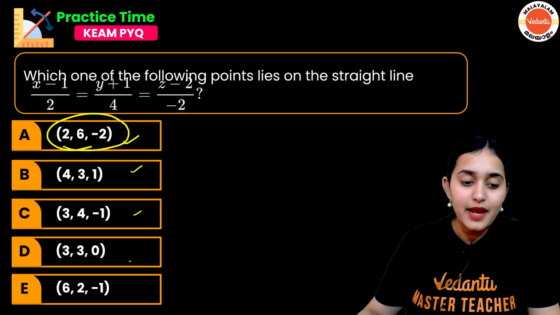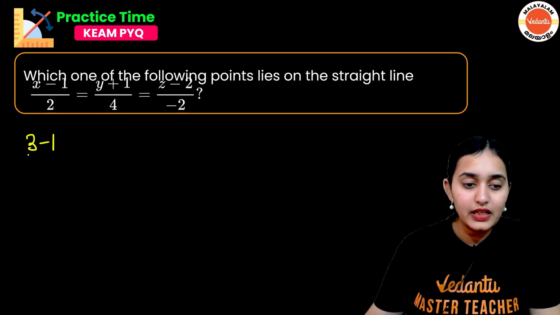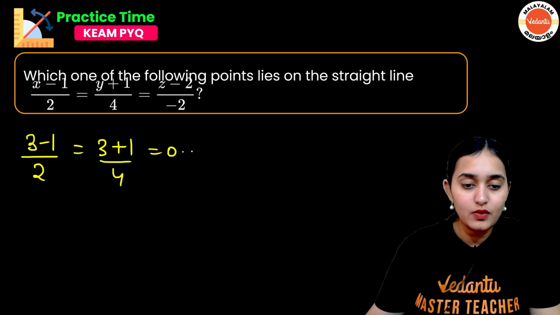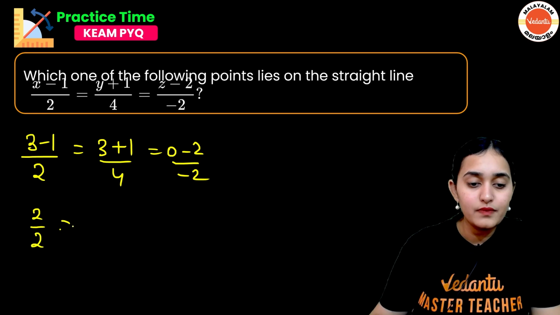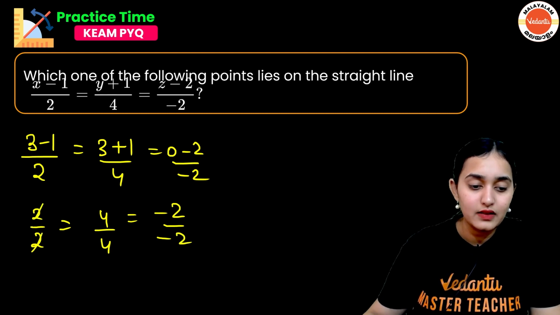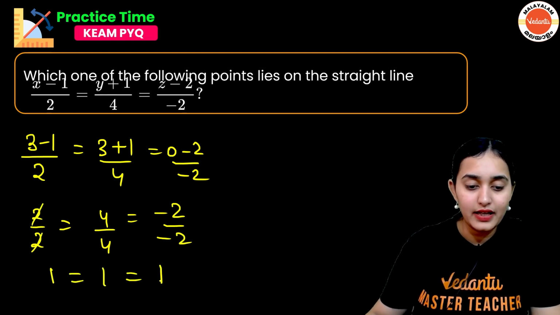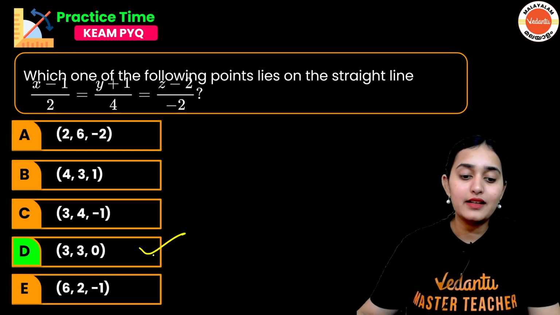Erase. Now I am picking this 330. Let's put 330. So 3 minus 1, 3 plus 1 and 0 minus 2 by minus 2. So 3 minus 1 by 2, 2 by 2. 3 plus 1 by 2, 4 by 4. 0 minus 2 by 2, minus 2 by minus 2. Now this is 1, 1, 1. Is it equal? Yes. So therefore, option D is the right answer.